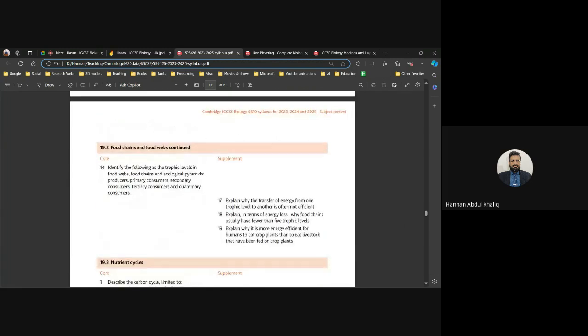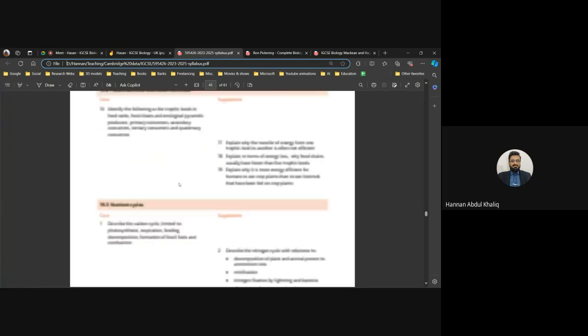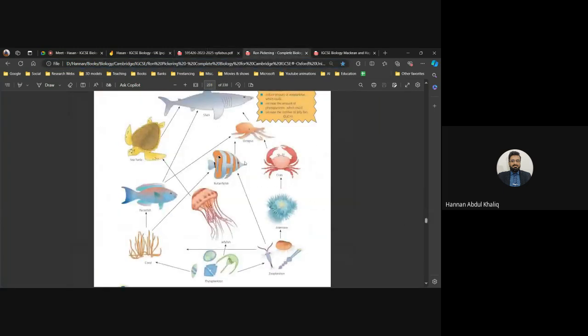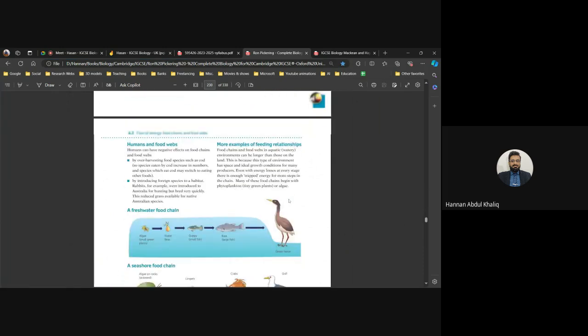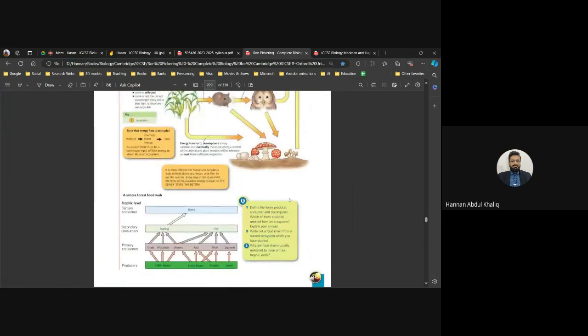There is something about food webs, ecological pyramids. All right, it is not a requirement of your syllabus, so we do not have to do this in detail. We just need to have a look at the food web, and we need to make sure that we are basically looking at the network of food chains.